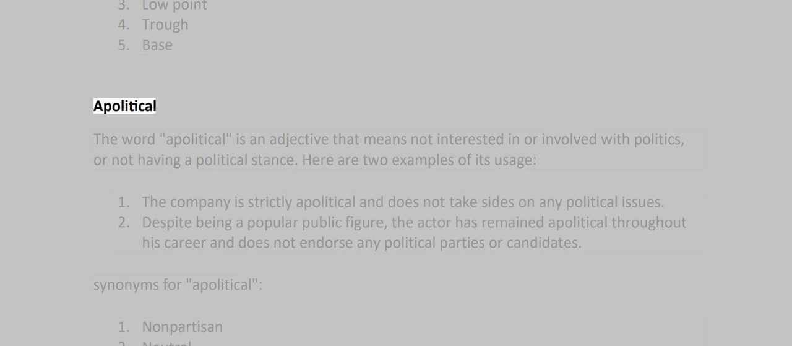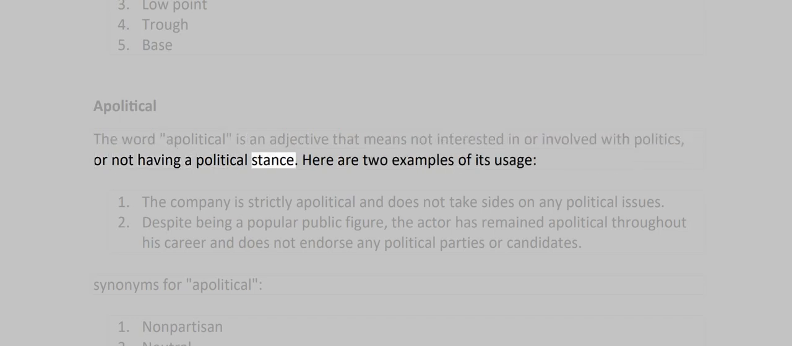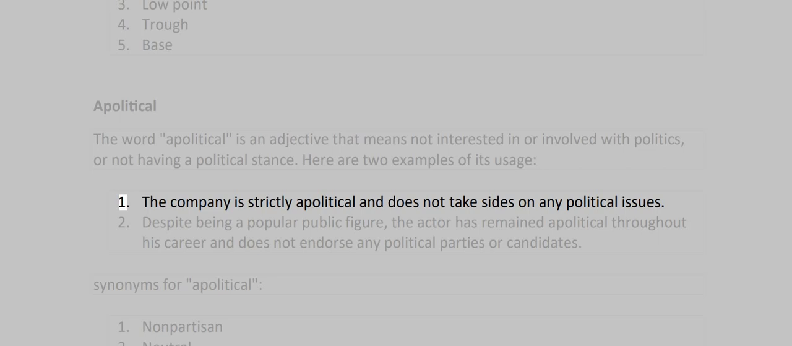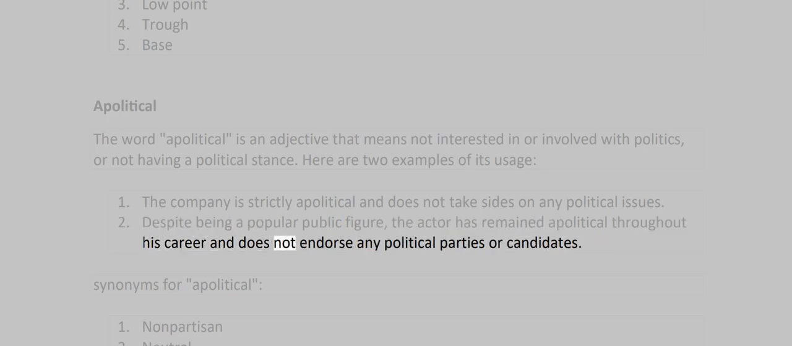Apolitical. The word apolitical is an adjective that means not interested in or involved with politics, or not having a political stance. Here are two examples of its usage. 1. The company is strictly apolitical and does not take sides on any political issues. 2. Despite being a popular public figure, the actor has remained apolitical throughout his career and does not endorse any political parties or candidates.